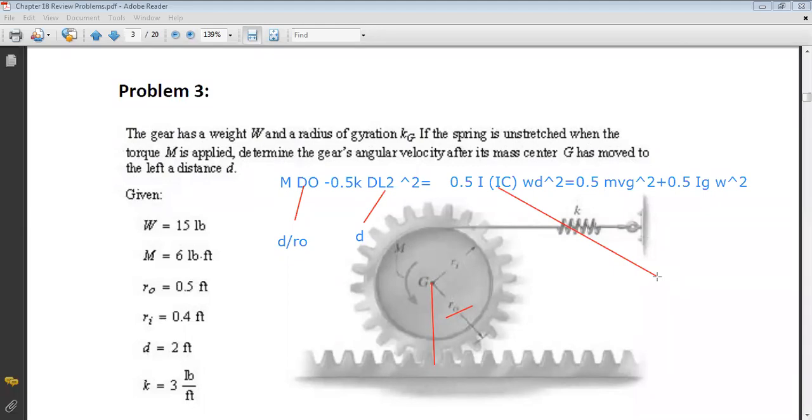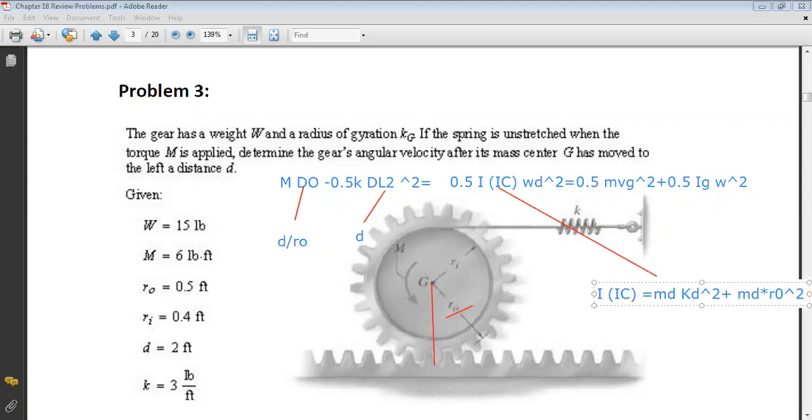Parallel axis theorem. So it's the inertia about G, which is half... Here, look. Because it's a gear, not a disk, they gave me the radius of gyration. So the inertia about IC is equal to the inertia about G, which is the mass of the disk times KD, the radius of gyration squared, plus the mass of the disk times the distance between IC and G, which is equal to R0. So M disk times R0 squared.